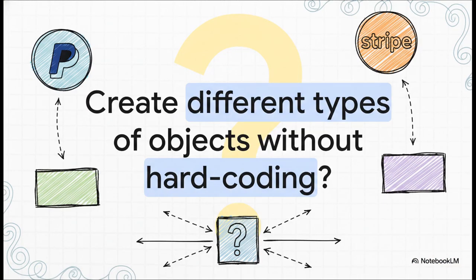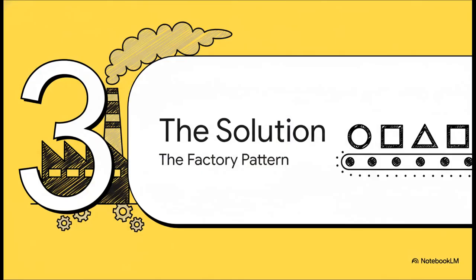So picture this. You're building an e-commerce site and you need to process payments. You've got PayPal, you've got Stripe. How do you handle creating the right payment object without just littering your code with a bunch of messy if statements? That's a classic problem. And the solution? It's one of the most common and, honestly, most useful patterns out there, the factory pattern. It's basically a central production line for your objects.